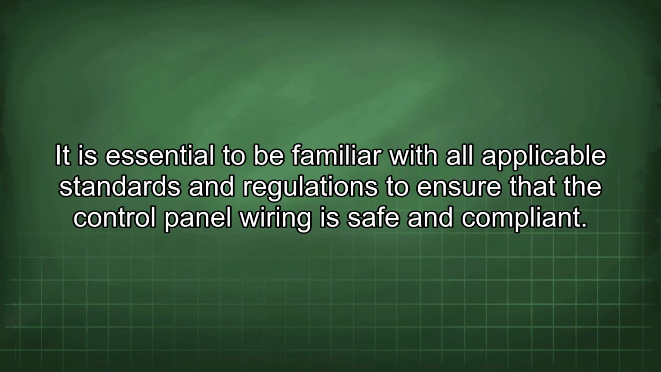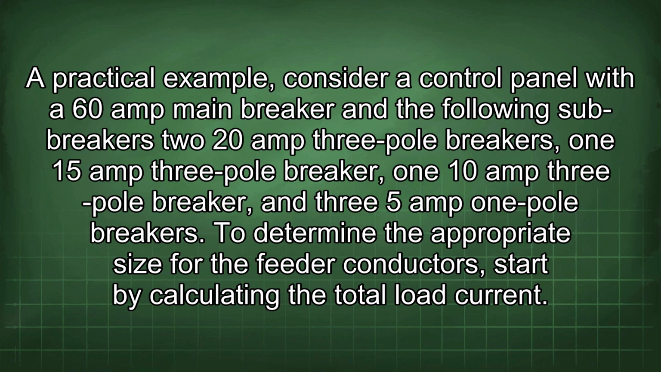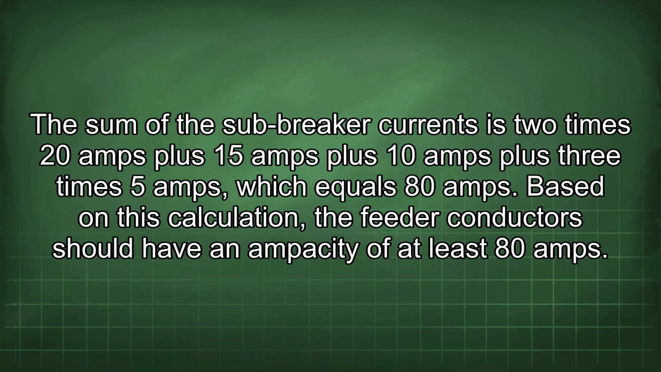safe and compliant. A practical example: consider a control panel with a 60 amp main breaker and the following sub-breakers: two 20 amp 3-pole breakers, one 15 amp 3-pole breaker, one 10 amp 3-pole breaker, and three 5 amp 1-pole breakers. To determine the appropriate size for the feeder conductors, start by calculating the total load current. The sum of the sub-breaker currents is 2 times 20 amps plus 15 amps plus 10 amps plus 3 times 5 amps, which equals 80 amps.